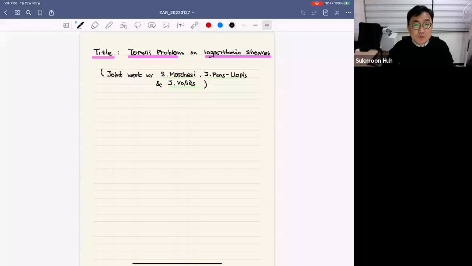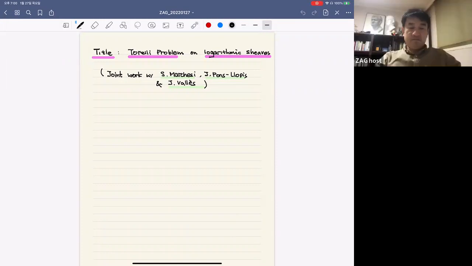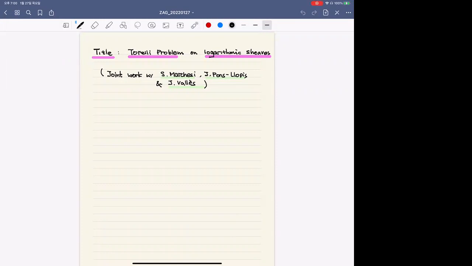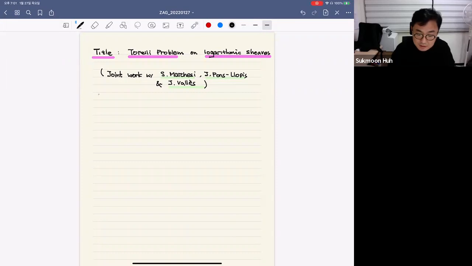Report, which is in progress. This is a joint work with Simone Marchese, who is here, and Juan Pons Lopez and Zhang Valles. So first, let me briefly explain the definition and some history about this object.